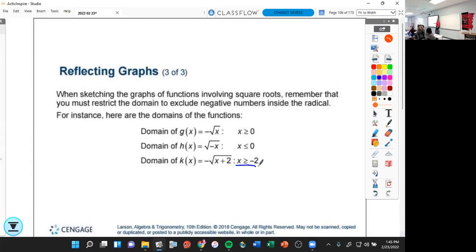I've talked about this before when trying to determine the domain of a function. There are two issues with domains. One of them is you can't divide by zero, and the other one is you cannot take the square root of a negative number. So how do I guarantee that this is non-negative? To solve this, I would subtract 2 from both sides. That's where this comes from. Subtract 2 from both sides, x greater than or equal to negative 2. Right? Okay.